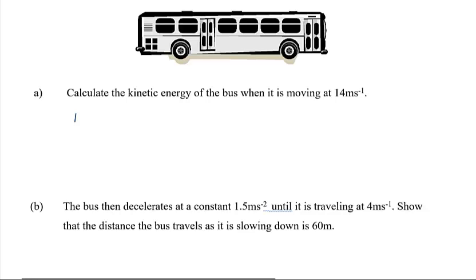Okay, this first question is a kinetic energy one. So we have EK equals half mv squared. So it's no different to year 11. We're going to have equals half times the mass, which is some kind of huge number. What is it?